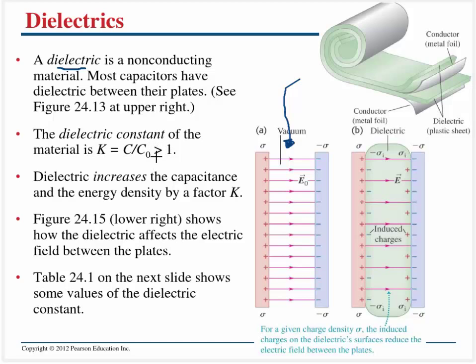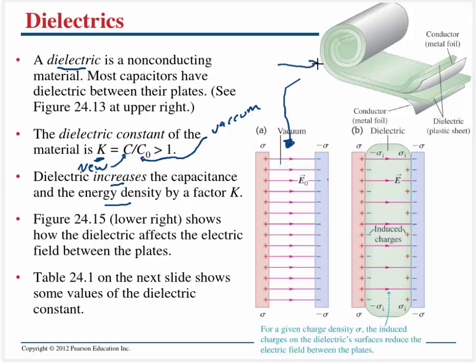What this is going to do is change the capacitance. It's going to increase the capacitance, and it's also going to increase the energy density. How much is it going to change it? Well, it's going to depend on the dielectric constant of the material. This dielectric constant has a symbol K, and it's going to be the ratio of the new capacitance right here to the capacitance in a vacuum, and this number will always be greater than 1. It's always going to increase the capacitance, increase the energy density.